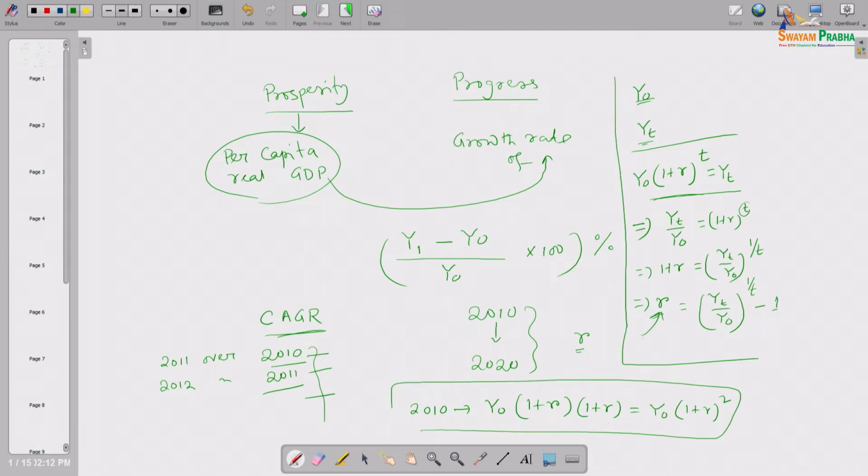And eventually you can calculate it, because you know the Yt value at the terminal year, the per capita real GDP, and Y0 at the beginning year. In this particular case the terminal year is 2020 and the beginning year is 2010. You take that ratio and then take the t-th root, where t is how many years are in between. From 2010 to 2020, if it is 10 years, then t equals 10. So you take the 10th root of this fraction, and whatever you get minus 1 will be the growth rate on an average per year in that time period. In that way we can calculate the growth rate of GDP or per capita real GDP. Whatever value you get is a good measure of progress, of how fast a country is progressing.